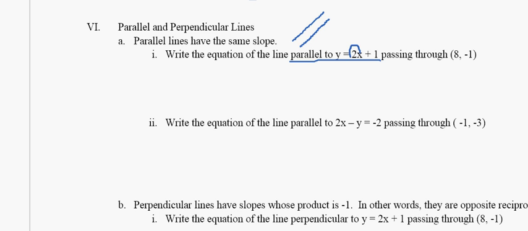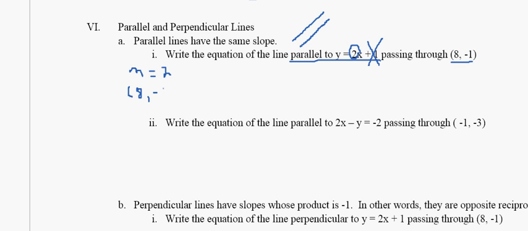So if I want to write an equation, remember I'm probably going to use that point-slope form, I need a point and a slope. I want to write the equation of a line that's parallel to this line. Well, if it's going to be parallel to this line, it's going to have the same slope. So I'm going to use a slope of 2 for my line. I'm going to use m equals 2 because I know my line has to be parallel to that line.